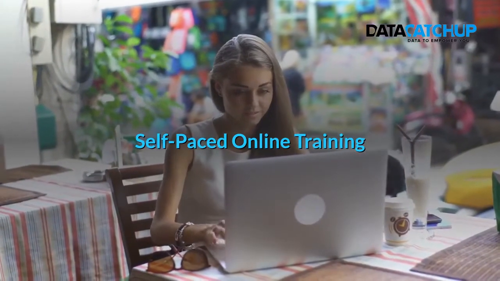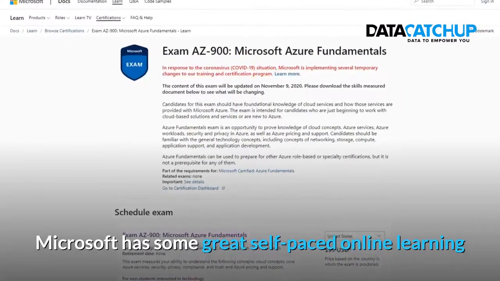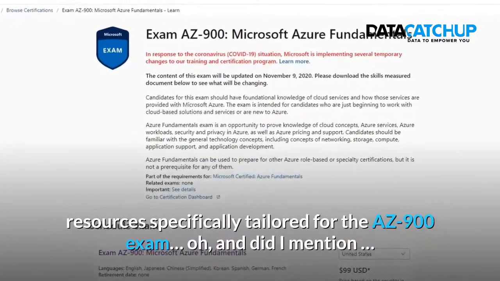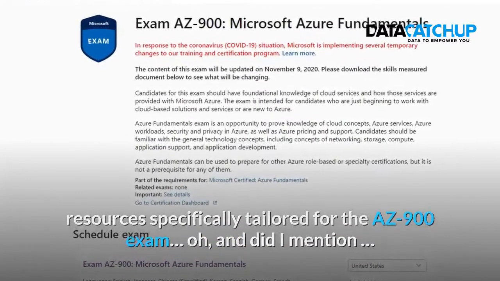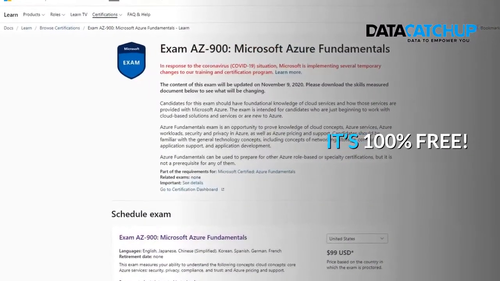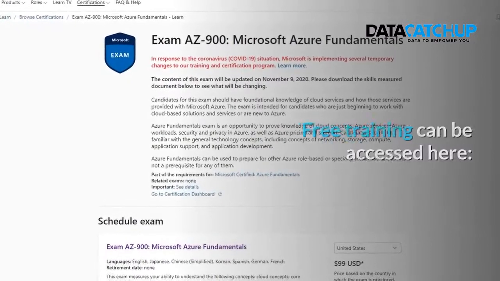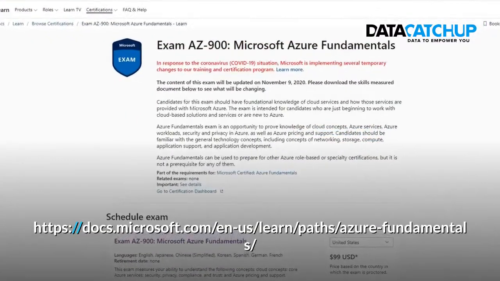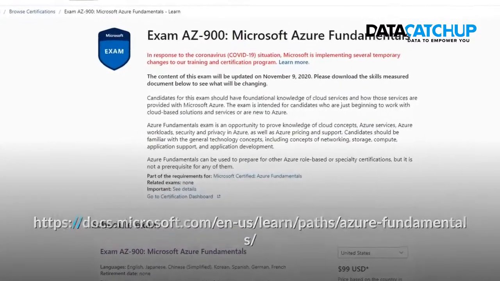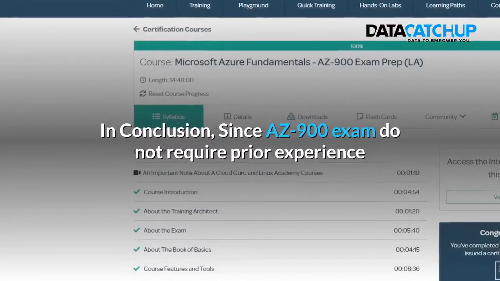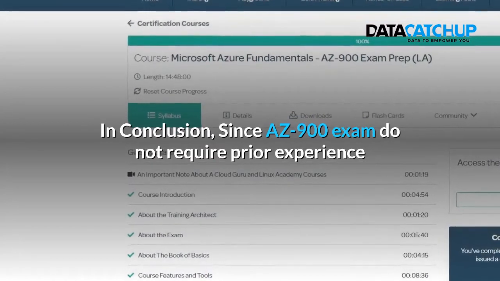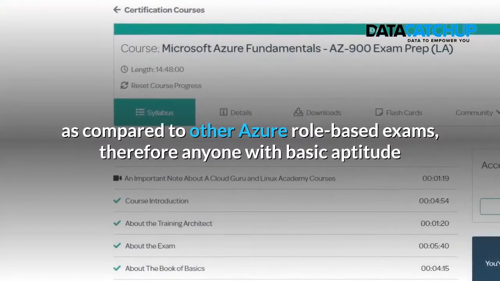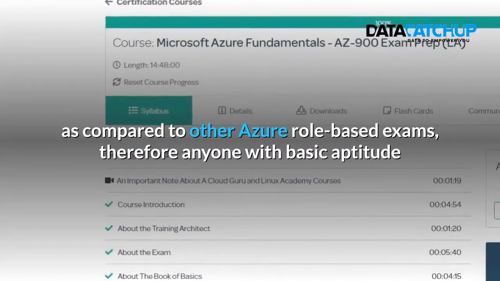Self-paced online training. Microsoft has some great self-paced online learning resources, specifically tailored for the AZ-900 exam. Oh, and did I mention? It's 100% free. Free training can be accessed here at microsoftdocs.com/Azure Fundamentals.